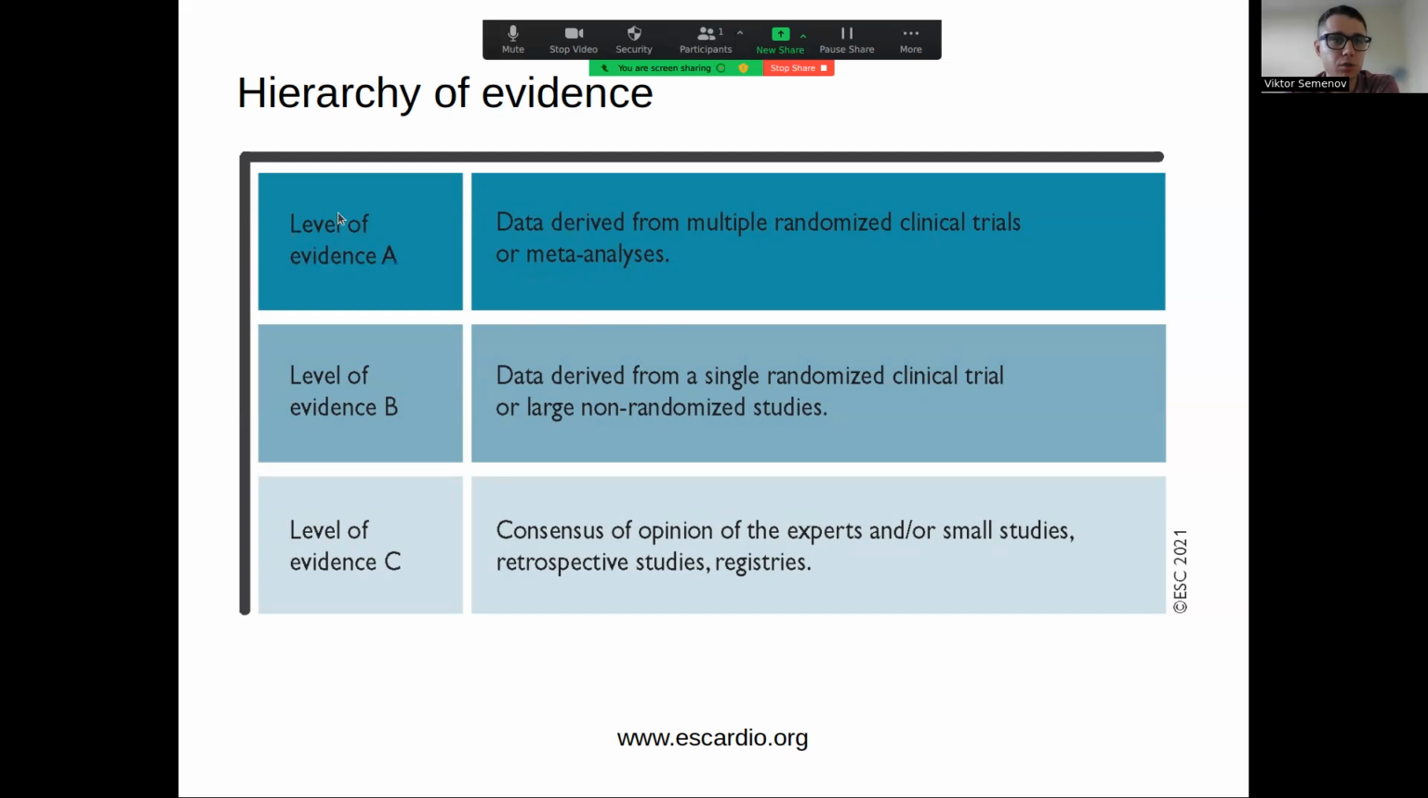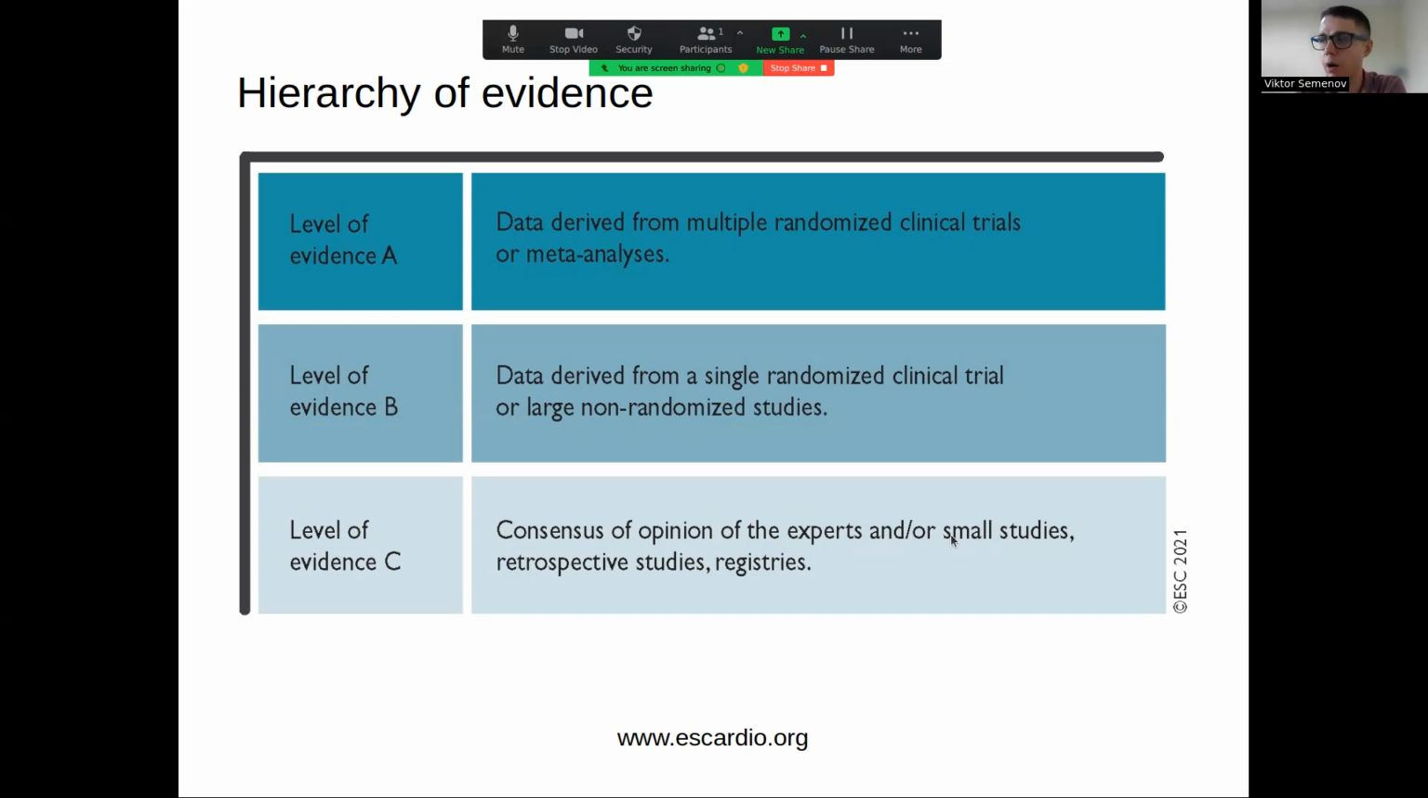So level of evidence A is the strongest. The data were derived from randomized controlled trials or meta-analysis, so a very well proven idea. Level of evidence B: data derived from a single randomized trial, so one randomized controlled trial, or non-randomized studies like cohort studies or case control studies. So still good, but worse than level of evidence A. And level of evidence C is consensus opinion which relies on small studies or the opinions of experts.